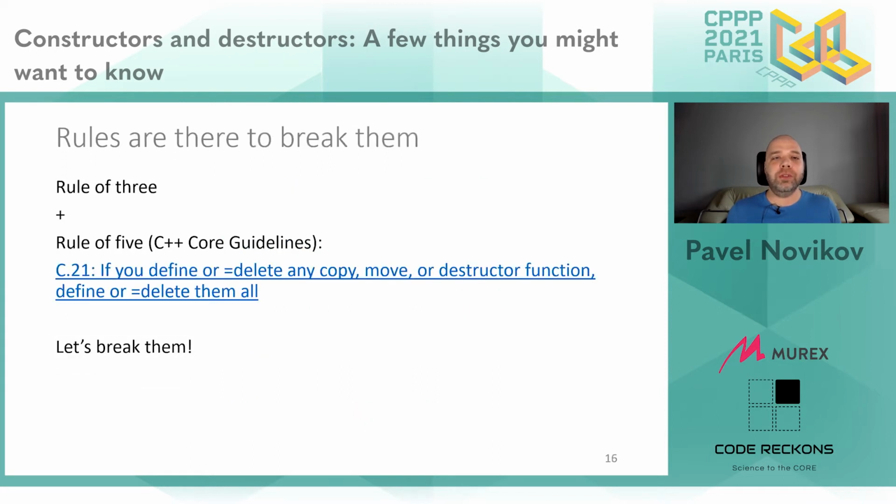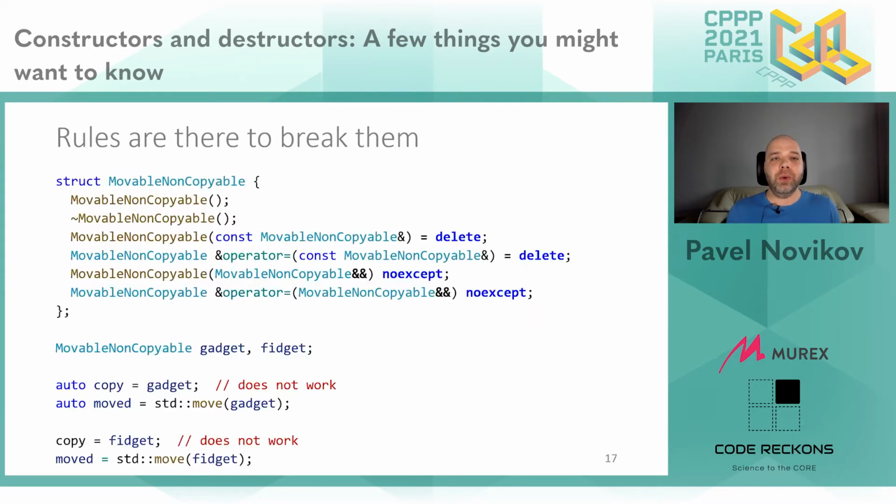So the rules are there, but we frequently want to break them and see what happens. So let's break them and see what happens here. What if we want to make a type movable but non-copyable? For this purpose, we define move operations, which are noexcept, by the way. So some other operations can provide a strong exception guarantee. And we delete copy operations. So having this type, we can default construct, we cannot copy assign, but we can move and we can move assign.